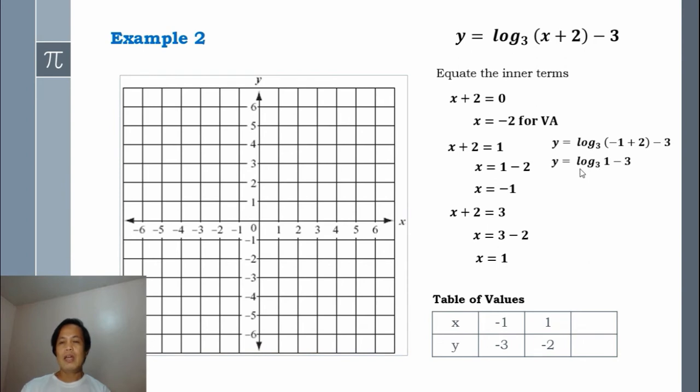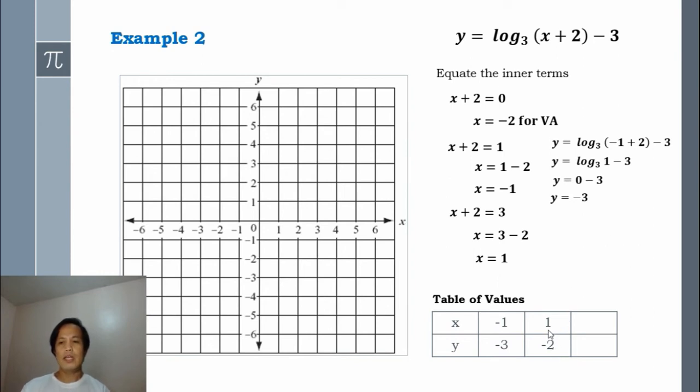Now, as I've said, log of 1 is always equal to 0. Log of 1, whatever is the base, is always equal to 0. So whatever the base, as long as it is 1, this is always equal to 0. So this becomes y equals 0 minus 3. This is our 3, which is simply copy 3. So, therefore, y is equal to negative 3. So, we have here negative 3.